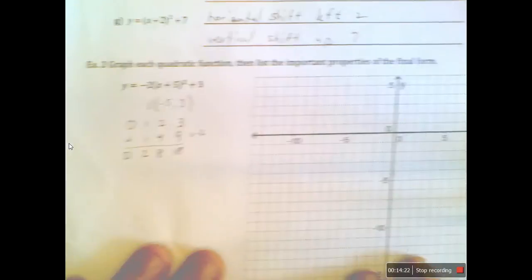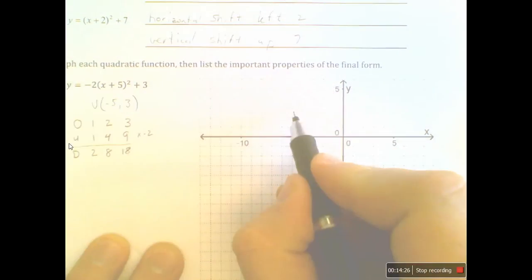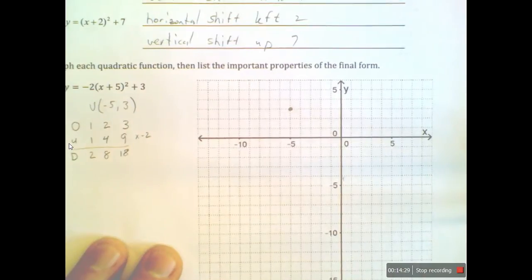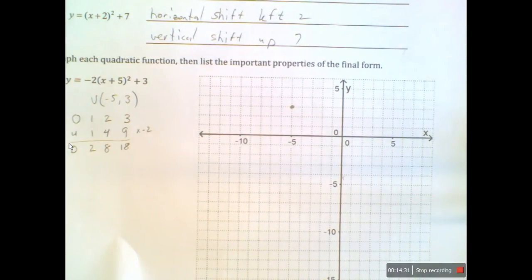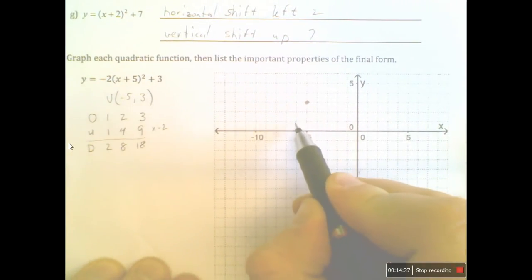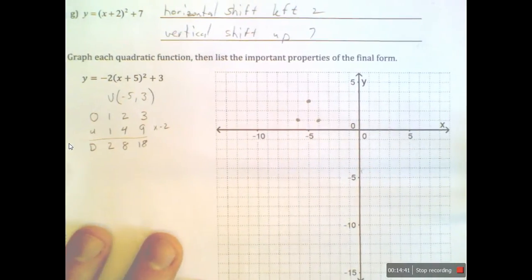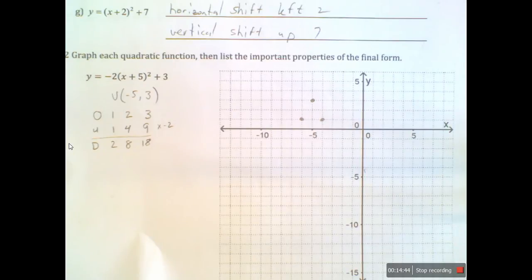Okay, so if I want to graph this, I start with the vertex: over 5 to the left, up 3. And if I've been practicing graphing my parabolas, I know that I always go over 1. But in this case, I'm going to go down 2 because I've got a vertical stretch. And I go over both directions. I'm not recalculating this in a table of values every time. I'm comparing it to the base version.